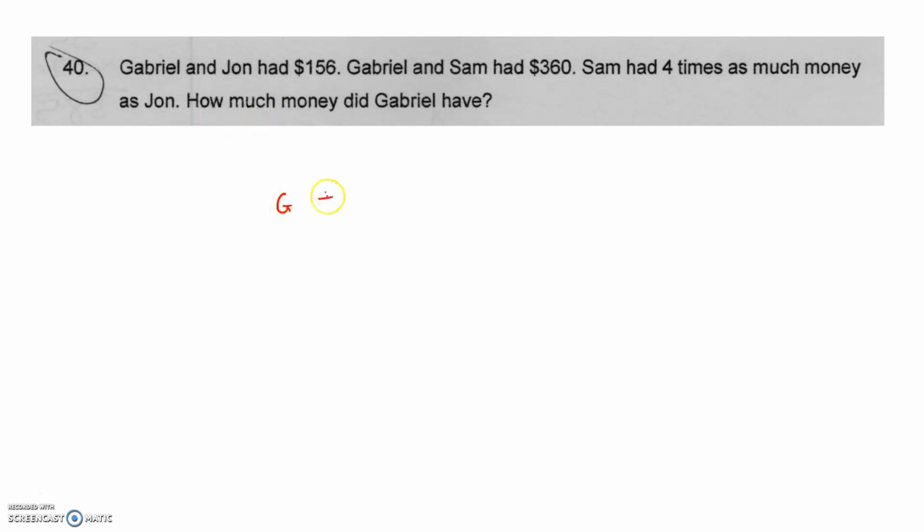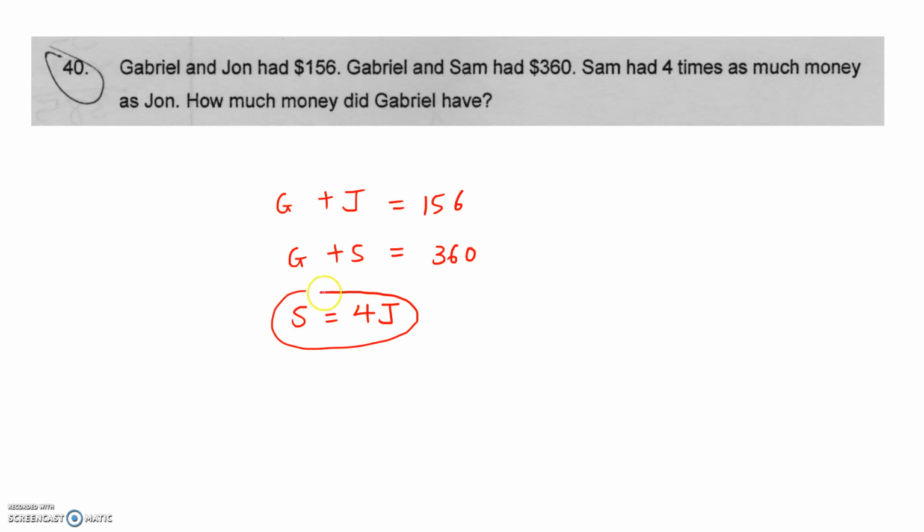Okay, Gabriel and John had 156. Gabriel and Sam have 360. Sam has 4 times as much money as John. So Sam is actually 4 times John, 4J, because Sam has 4 times as much as John. Now you have this. This is very, very important. You are going to put this inside this equation. So G plus S, instead of S, it becomes 4J, which will give you 360. Nothing changed. Only S becomes 4J because S is equal to 4J.